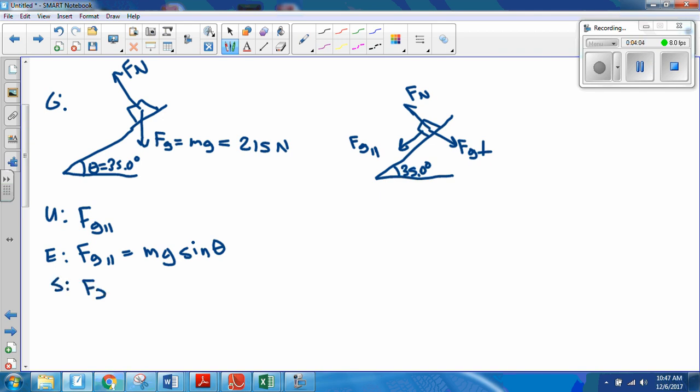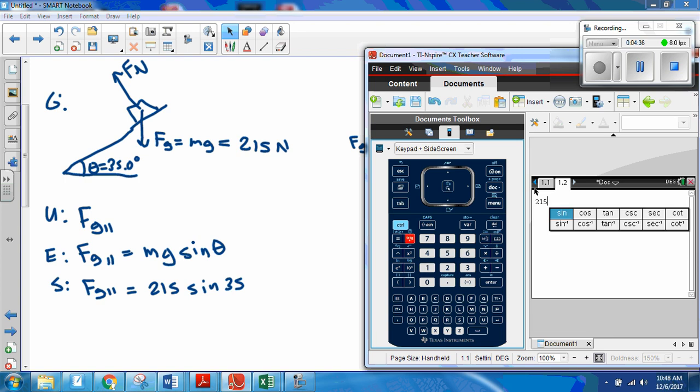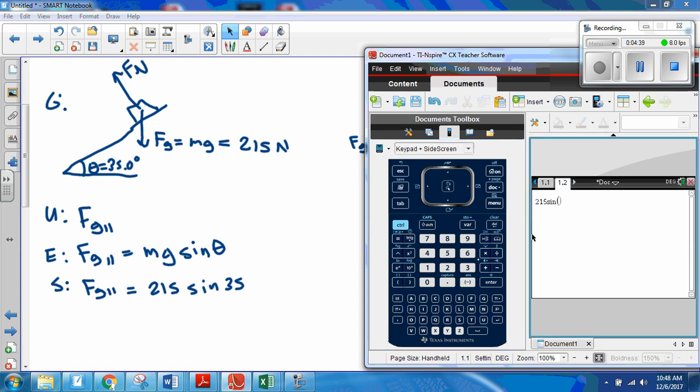So Fg parallel equals mg. Well, we said that Fg was mg, right? So I can just put that in, 215 sine, and what was theta? 35 degrees. So now it's time to go to the calculators. So everyone should have a calculator in hand. Don't call out the answer, type it first, and then we're going to see if y'all get the same answer. So for those who don't know how to do it, we type in on our calculator 215. We hit the trig button, we hit sine, and we type 35.